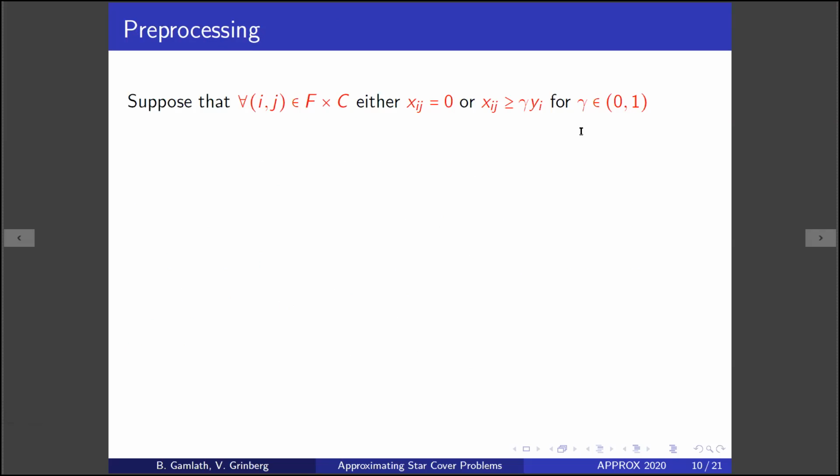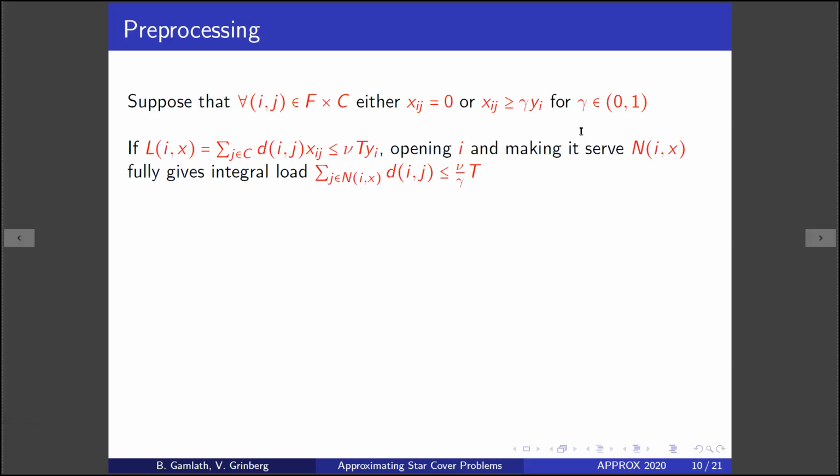We can avoid having the integral load of facilities being large by using some sophisticated tricks. Suppose that for every facility-client pair ij, the value of x_ij is either 0 or at least y_i times some constant gamma. In this case, if the fractional load of i was bounded, opening it integrally and making it serve its clients fully will blow up its current load at most by a factor 1 over gamma, which is constant.